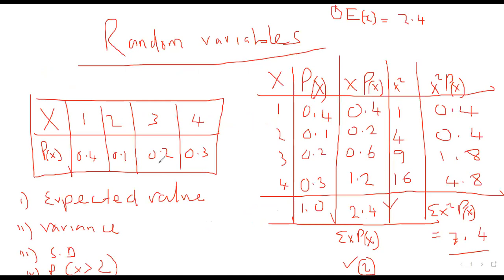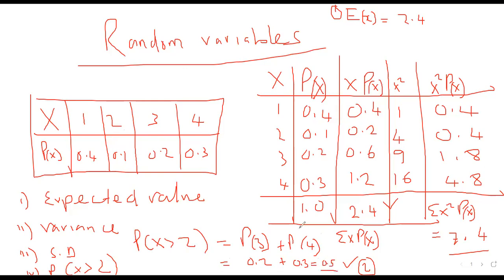Finally, you're being asked to find the probability greater than 2. Which numbers are greater than 2 here? X is greater than 2. Which numbers are greater than 2 here? Probability of 3 and probability of what? 4. What is the probability of 3? 0.2. What's the probability of 4? 0.3. When we add these two, we get 0.5. Is that clear? Okay.